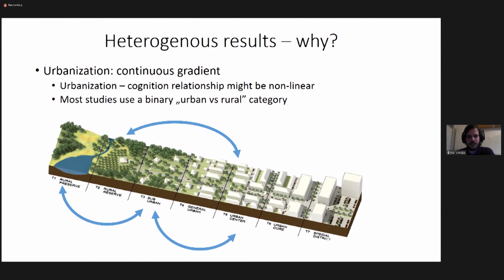And finally, this idea was already mentioned earlier at this Congress. Urbanization is not a binary category. So the urbanization is a continuous gradient, and the relationship between urbanization and cognition might be nonlinear. And since most of these studies use the binary urban versus rural category, depending on which specific level of urbanization their urban area and their rural area were, the outcome also might have been very different.